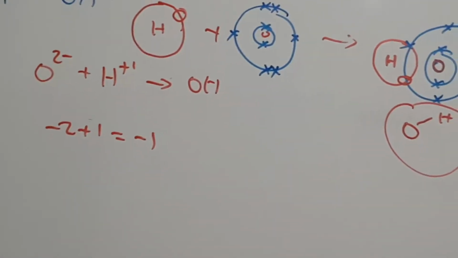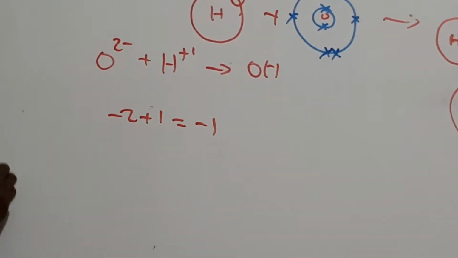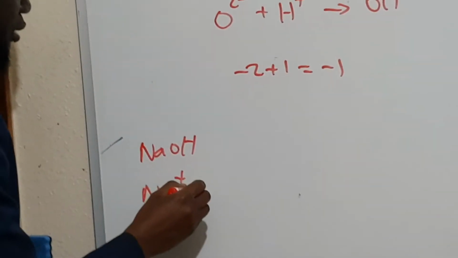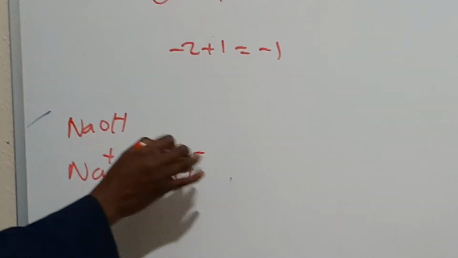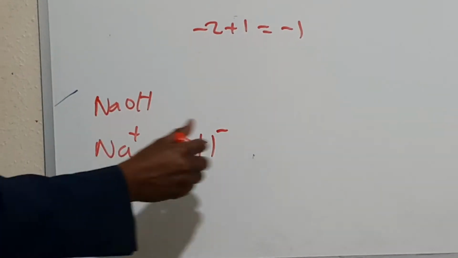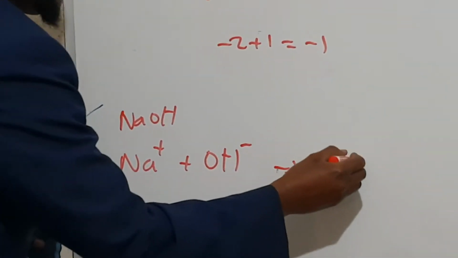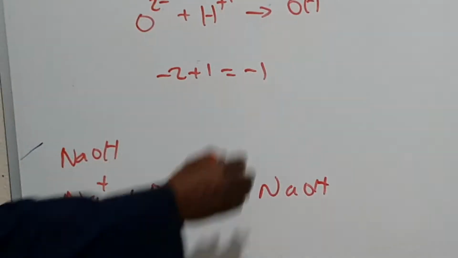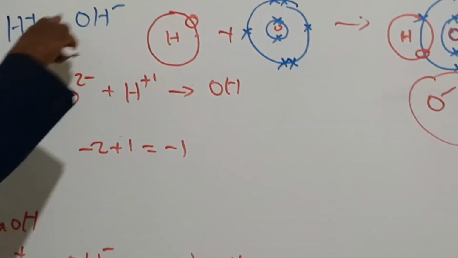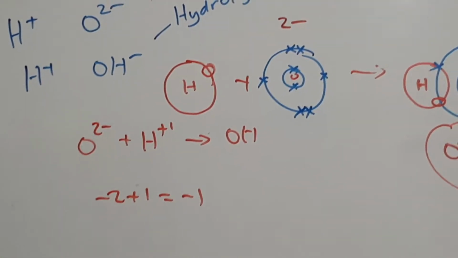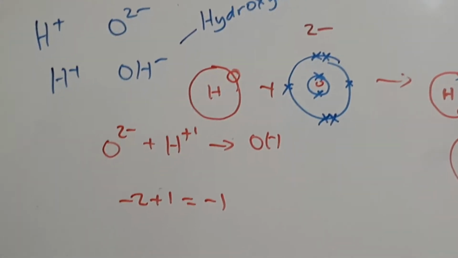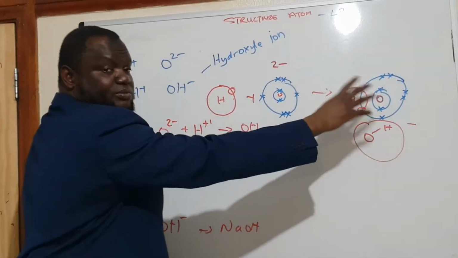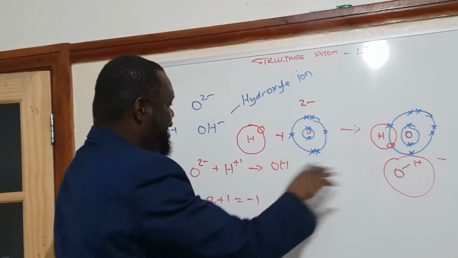You see? That's why in sodium hydroxide, you have Na plus and OH minus, 1 positive, 1 negative. It will give you sodium hydroxide, complete. Because of that, you have 1 minus on the hydroxide. So all the compound ions we are going to do will have a charge, and the charge will all be worked out the same way.